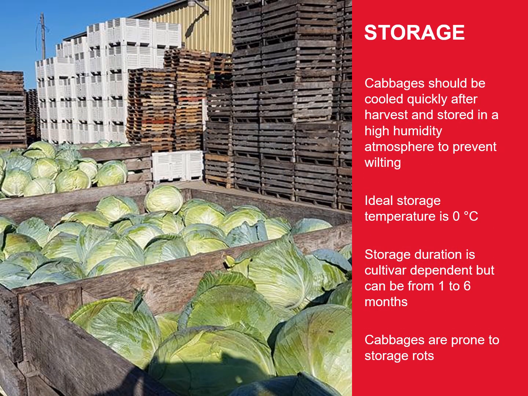So in terms of storage requirements, cabbages should be cooled quickly after harvest and stored in a high humidity atmosphere to prevent wilting and water loss. So the ideal storage temperature is around freezing temperature, so 0 degrees C. And under these conditions, depending on the cultivar, they can be stored anywhere from about 1 to 6 months.